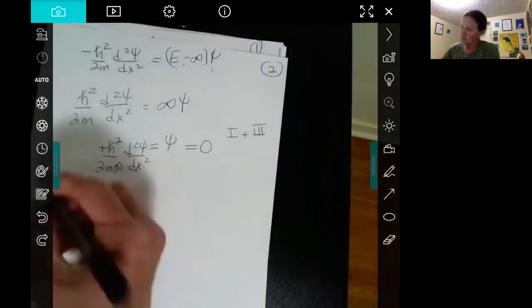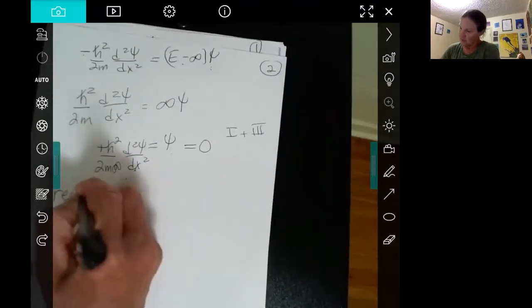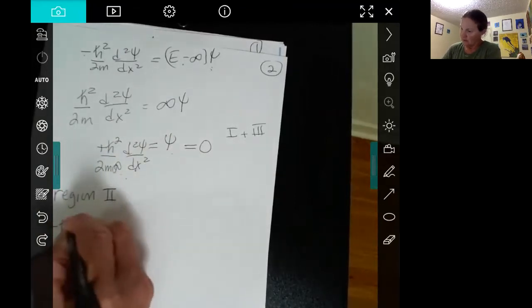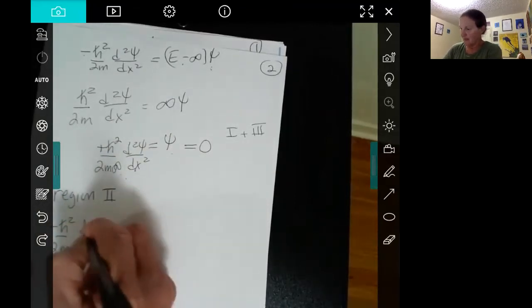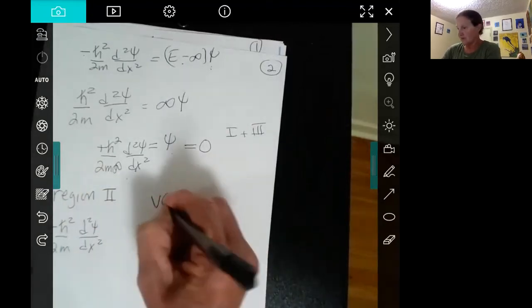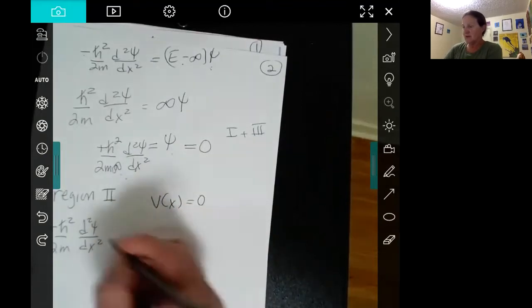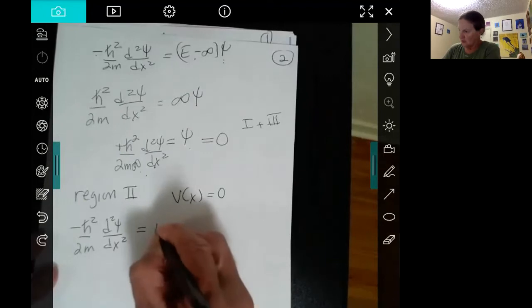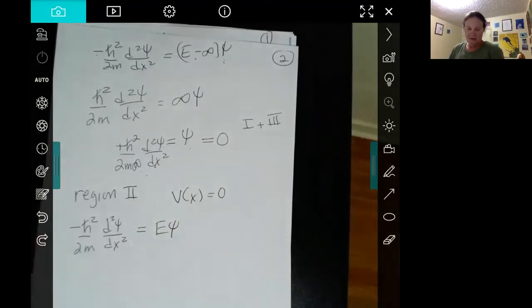That we called region 2. So we're going to have negative h bar squared over 2m, but now V of x equals 0, so the second term just goes away. And what we're solving is negative h bar squared over 2m times the second derivative, which gives us back a constant times the function.